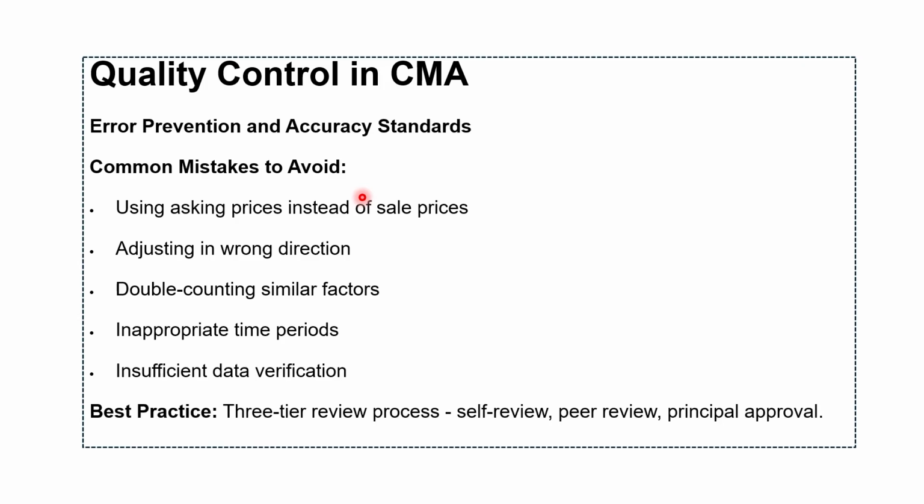Then double counting similar factors, that sometimes can happen, that by mistake you have taken the same factor twice. You have not discounted in some, while doing the calculation, you have done this. And then inappropriate time periods. Some buildings are not at all similarly made, and their transaction also happened at a different time period.